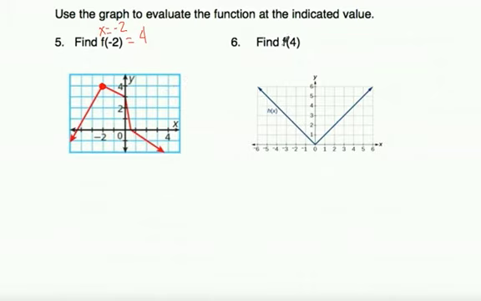Six asks us to find f of 4. So again, I'm looking for where x is equal to whatever the number is in there, which is 4. So I go on the x-axis to 4 and follow it up to the graph, which would be right here. And so that answer, if I match it up to where the y is, would also be 4.